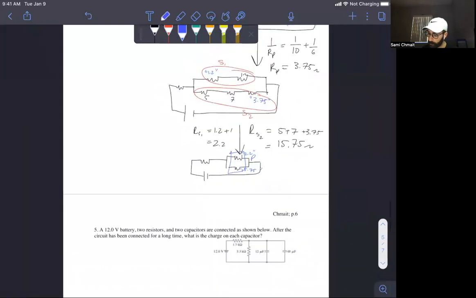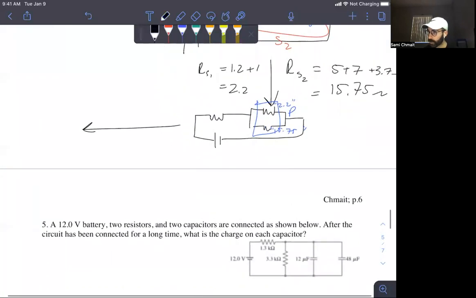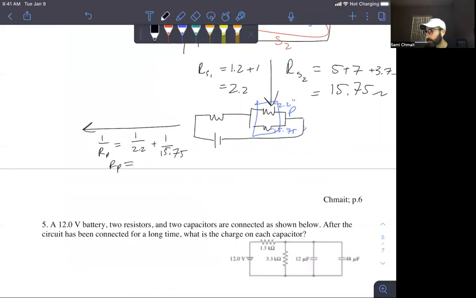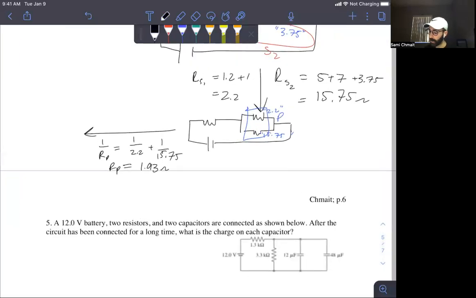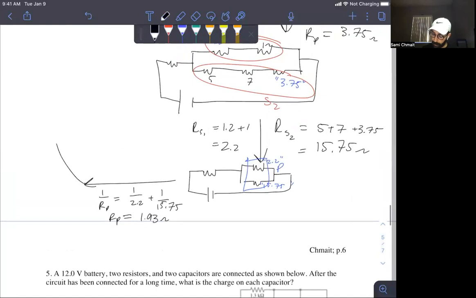So parallel. What do we do with two resistors in parallel? We do that inverse addition. So I'll say 1 over RP is equal to 1 over 2.2 plus 1 over 15.75. And RP comes out to be equal to 1.93 ohms. Okay. So we then redraw again.